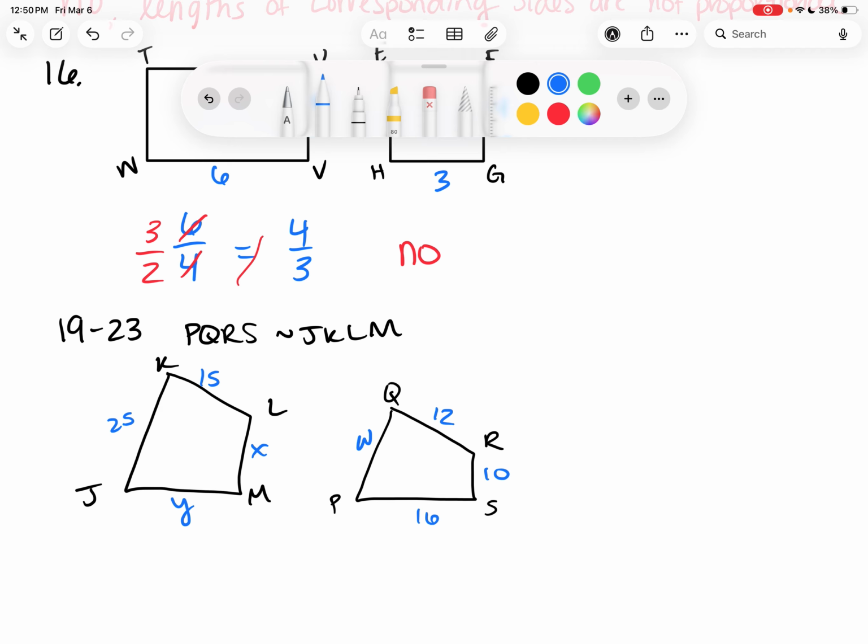I'll give you a second to get all that copied down. And we'll look at the problems.